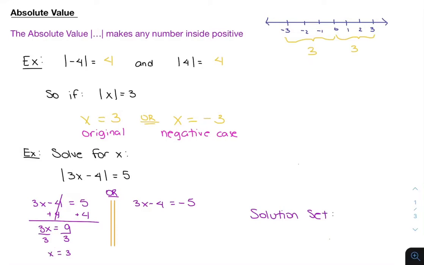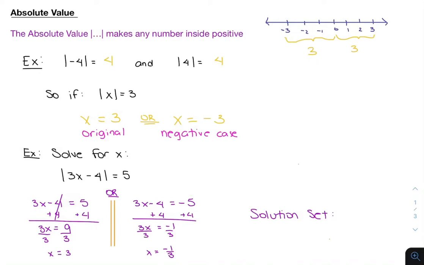Now let's do the other case. We can again add 4 to both sides, and so we get that 3x is equal to -5 plus 4, that's -1, and now again we just divide 3 to both sides, so our x is equal to -1/3.